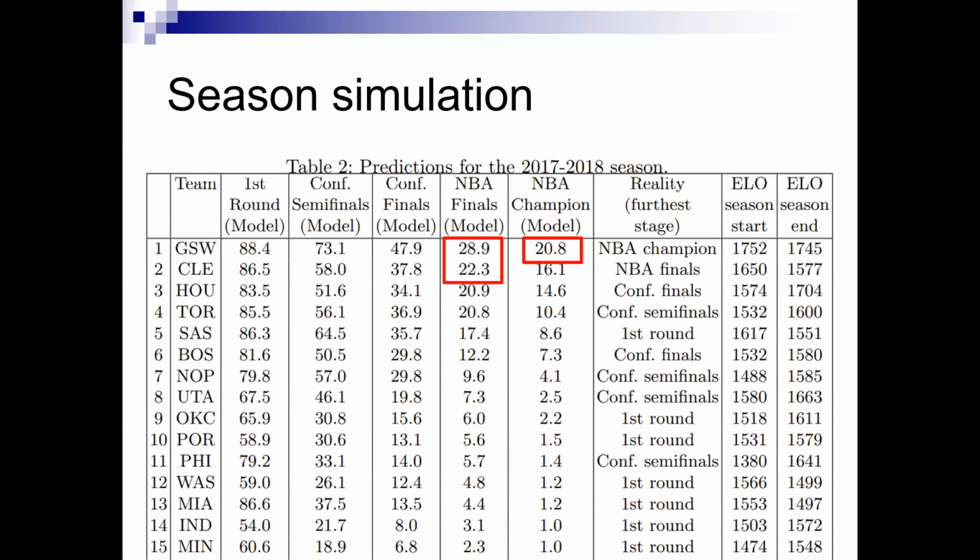And similarly, for the conference finals, we look at the 4 highest prediction scores. For the conference semifinal, at the 8 highest, and for the first round, the 16 highest scores.